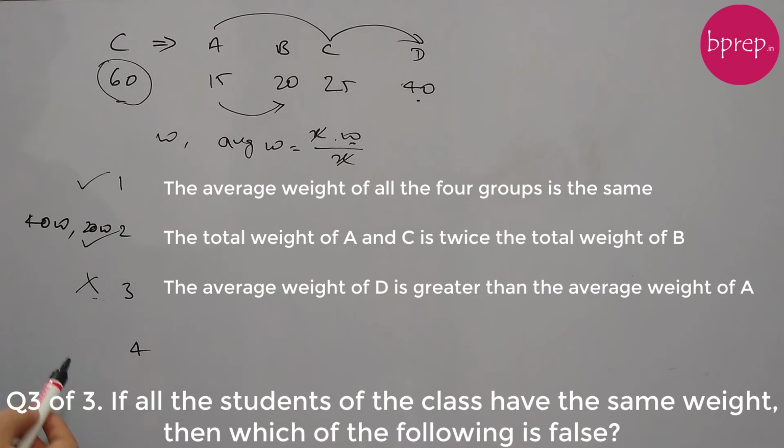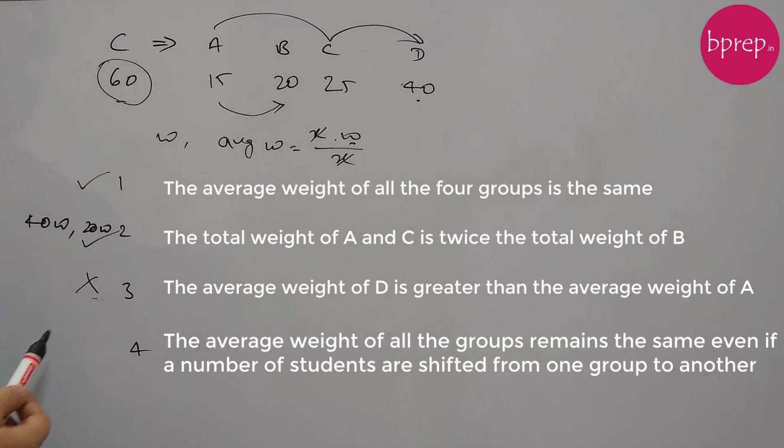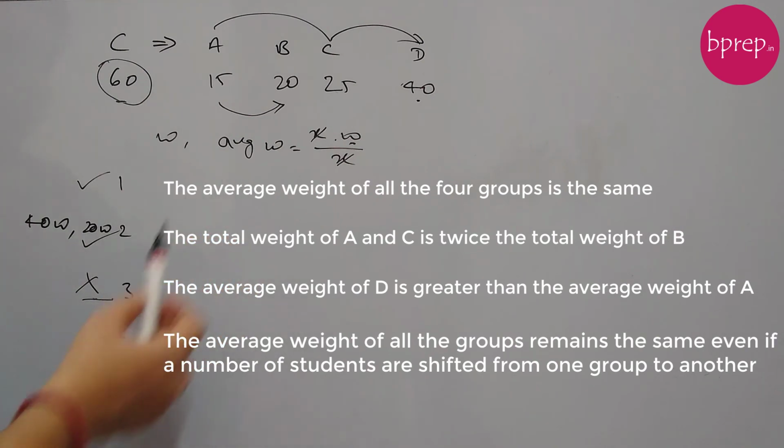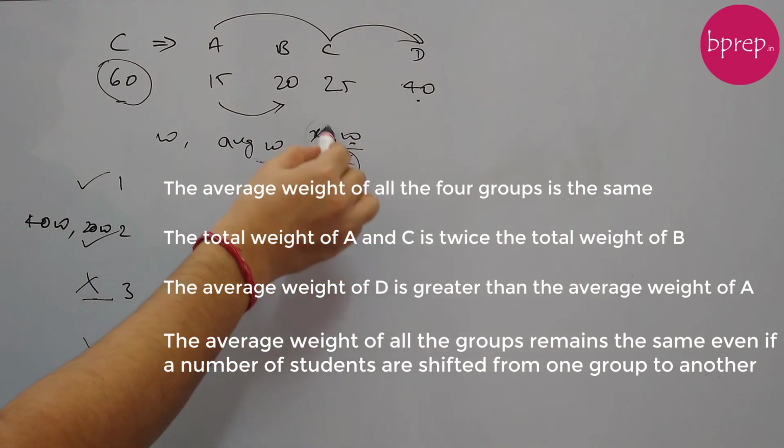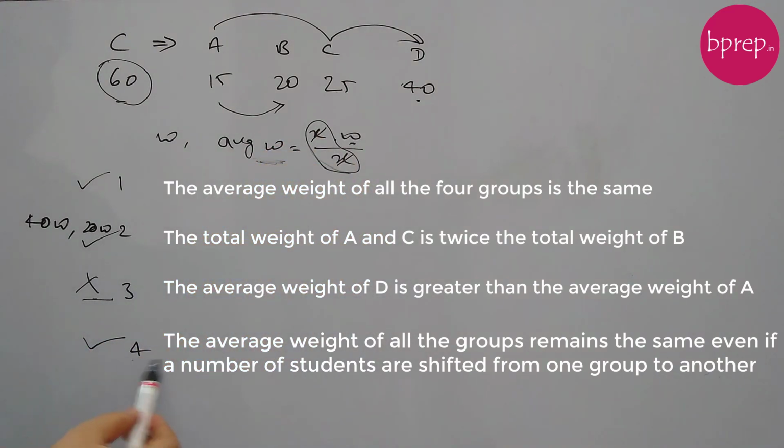We need to choose the false statement, so option 3 is the false statement, hence this is the correct choice. Let's see option 4 also: the average weight of all the groups remains the same even if a number of students are shifted from one group to another. Again, this statement is true because the average weight of a group is independent of the number of students in that group. So statement 4 is also correct. Out of these 4 statements, only statement 3 is false, hence 3 is the correct choice.